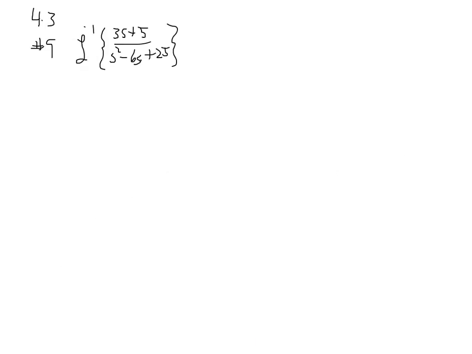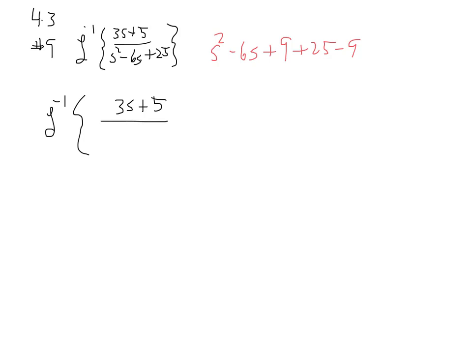Okay, completing the square, we have s squared minus 6s, plus, we're going to have to add 9 plus 25, and we subtract 9. So we end up with the inverse Laplace transform of 3s plus 5 over s minus 3 squared plus 16.